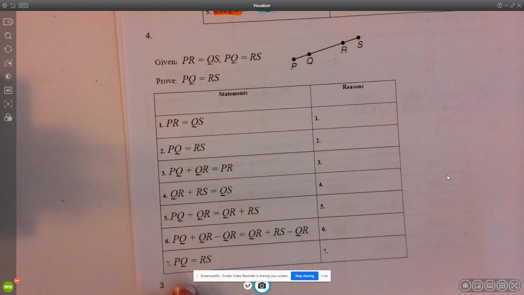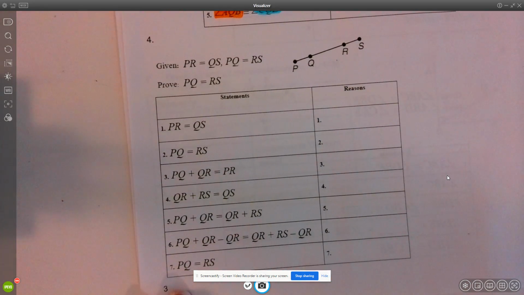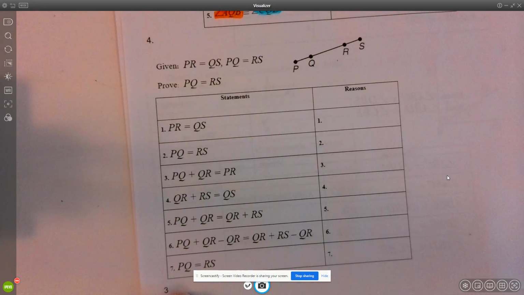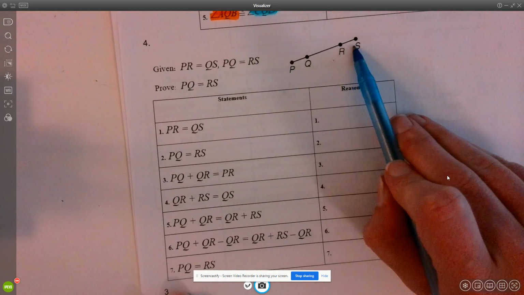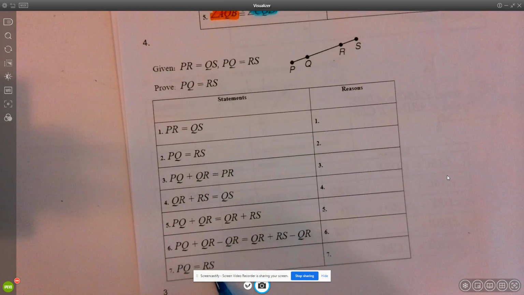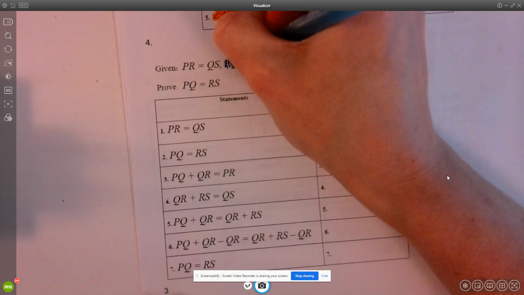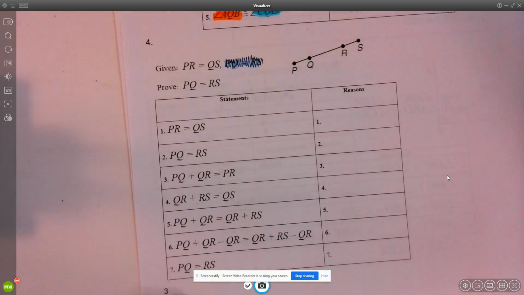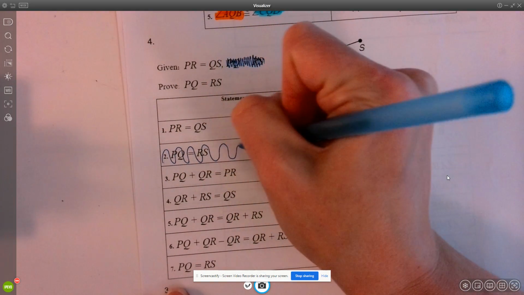So we're given that PR is equal in length to QS. And we're given that the length of PQ is equal to the length of RS. Our goal at the end is to try to prove that PQ is equal to RS. I think I saw a mistake. I don't think this is supposed to be here. I think this was not supposed to be given. This is what we're trying to prove. So we're just going to take out this extra step.